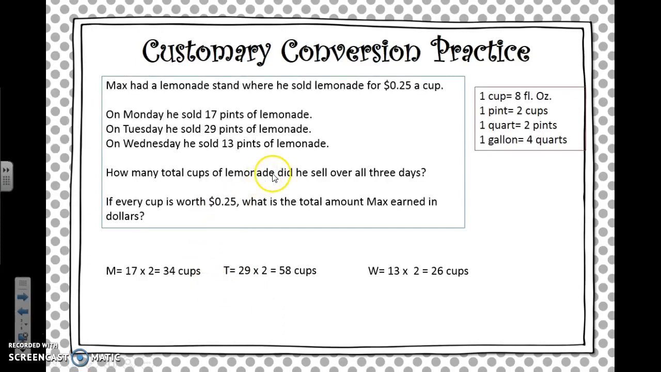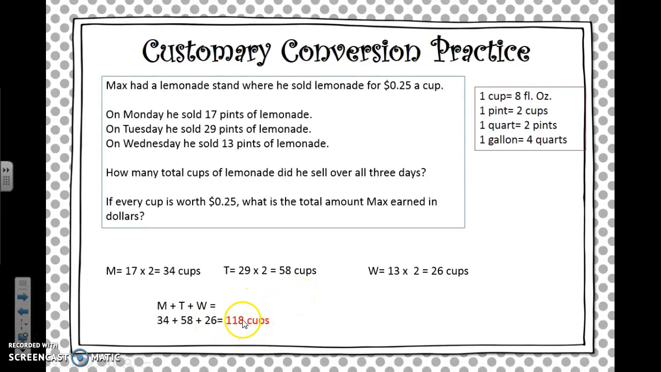Now I look at my question and I see they don't want to just know the total for each day. It says the total that he sold over all 3 days. So I know that I'm going to have an addition problem here. I'm going to set up an equation for all 3 of my days, Monday, Tuesday, and Wednesday. When I add these together, I get 34 plus 58 plus 26. That equals 118 cups.